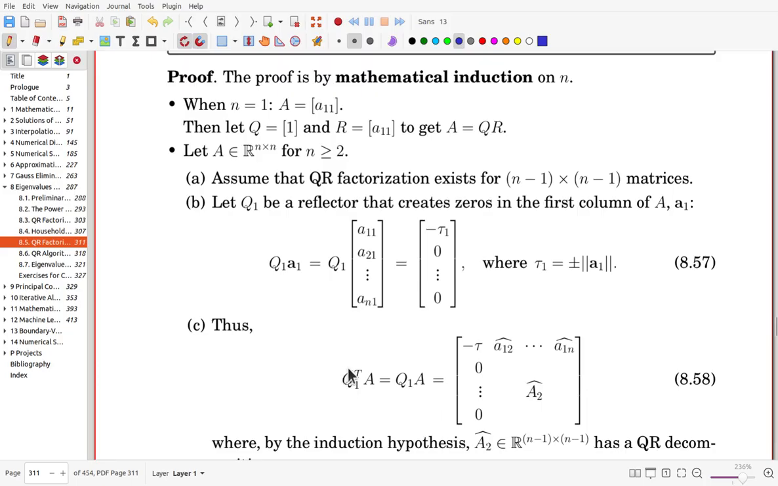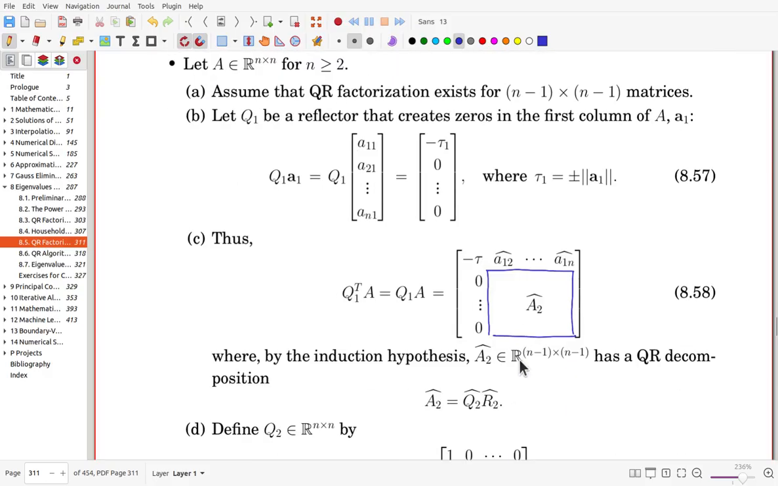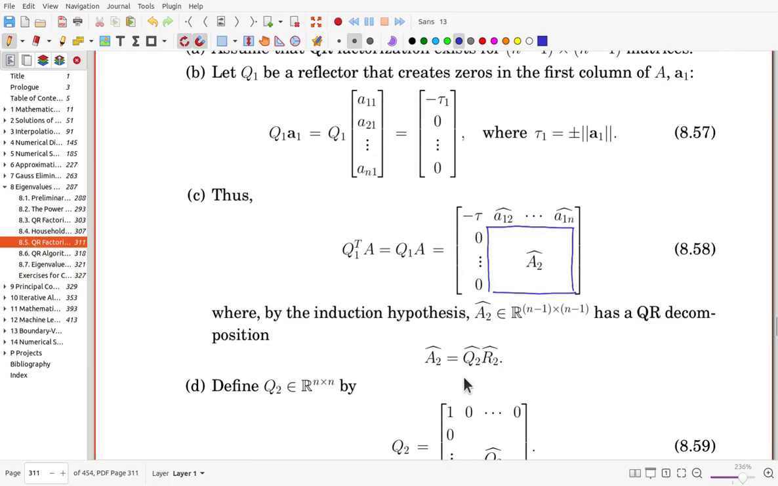Then Q1 transpose is multiplied to A. It's symmetric, so it's Q1 A. Now the first column will be transformed into that over there, and something. And again, we have here something, but that one will be n-1 by n-1. The assumption is saying that we have QR factorization for this part. So A2 hat is Q2 hat, R2 hat.